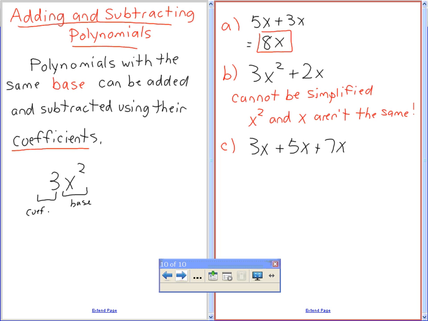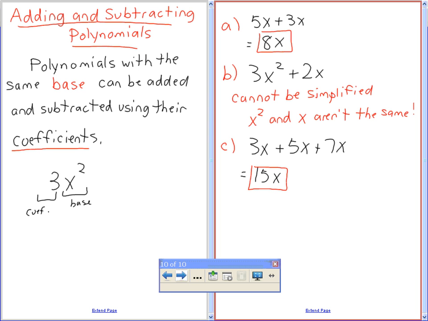All right, Maverick, be brave. 3x plus 5x plus 7x. What is that going to turn into? 15x. So all he did there, and correctly I might add, was add the coefficients.